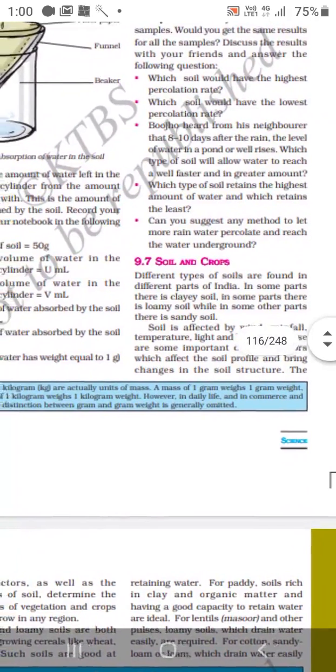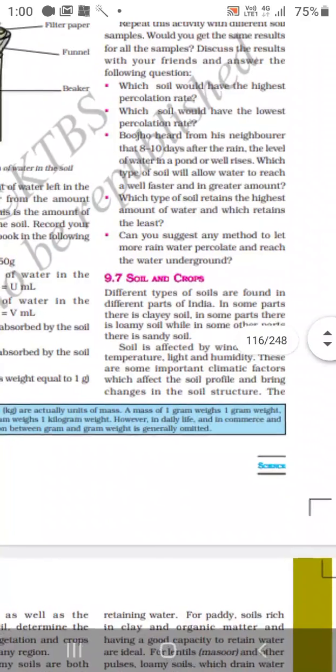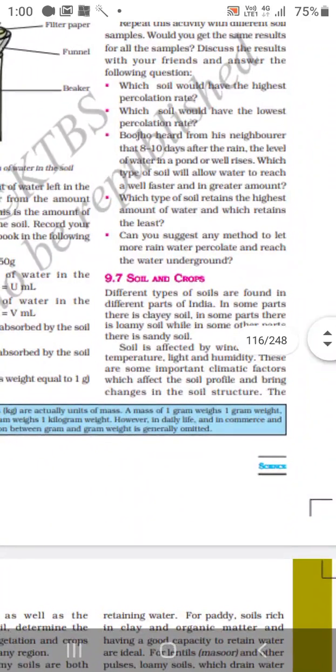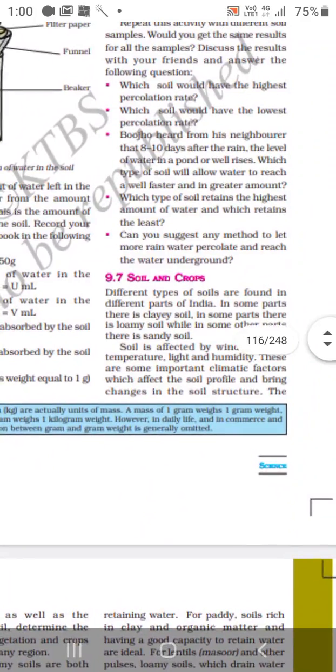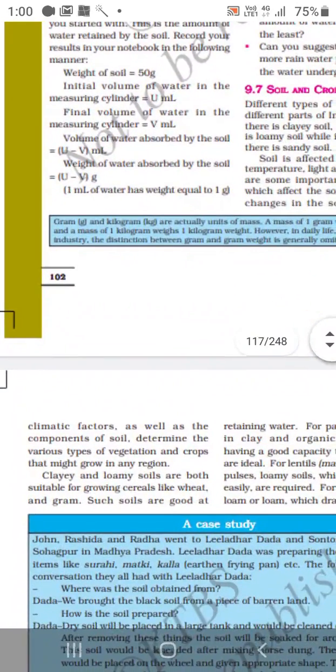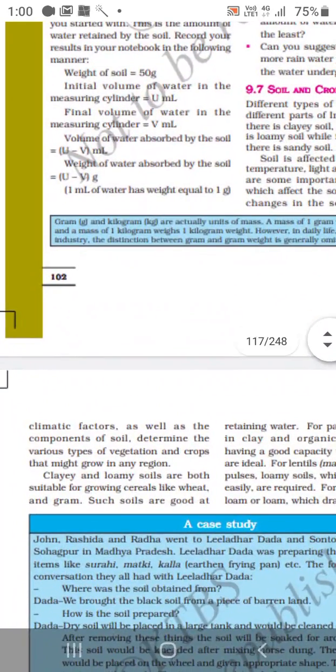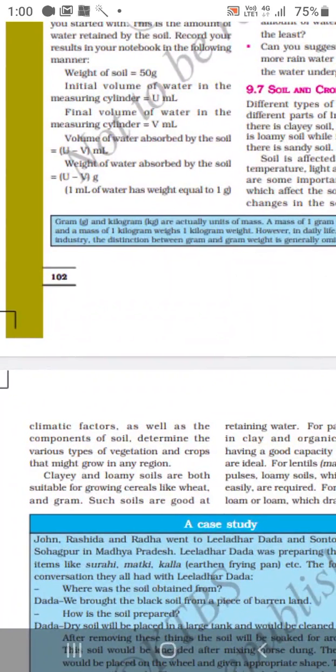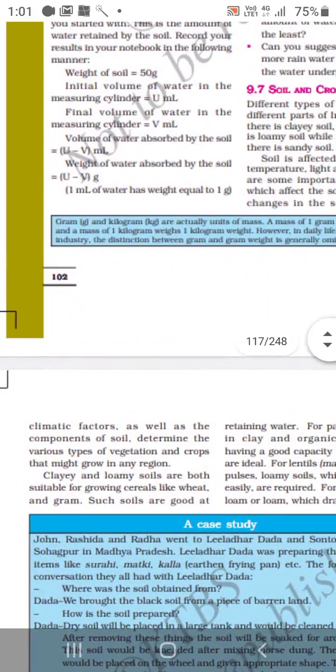How is soil affected? Soil is affected by wind, rainfall, temperature, light and humidity. These are some important climatic factors which affect the soil profile and bring changes in soil structure. The climatic factors as well as the components of soil determine the various types of vegetation and crops that may grow in any region. Clayey and loamy soils are both suitable for growing cereals like wheat.